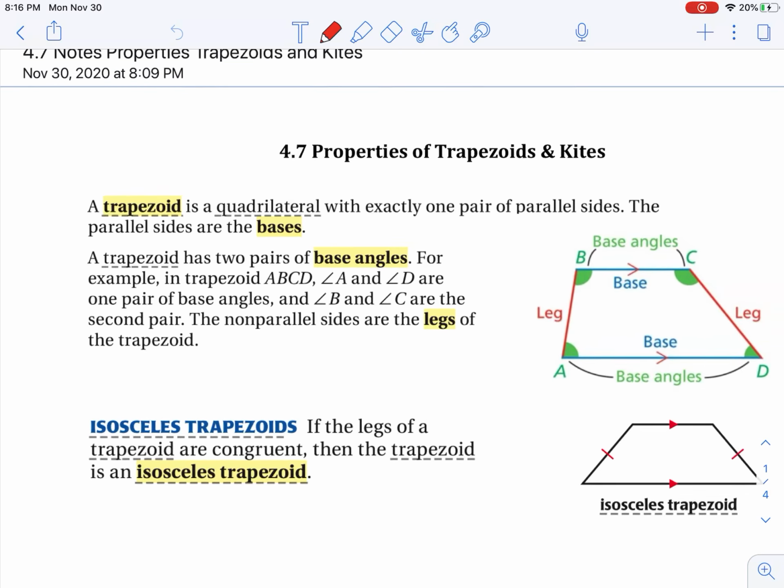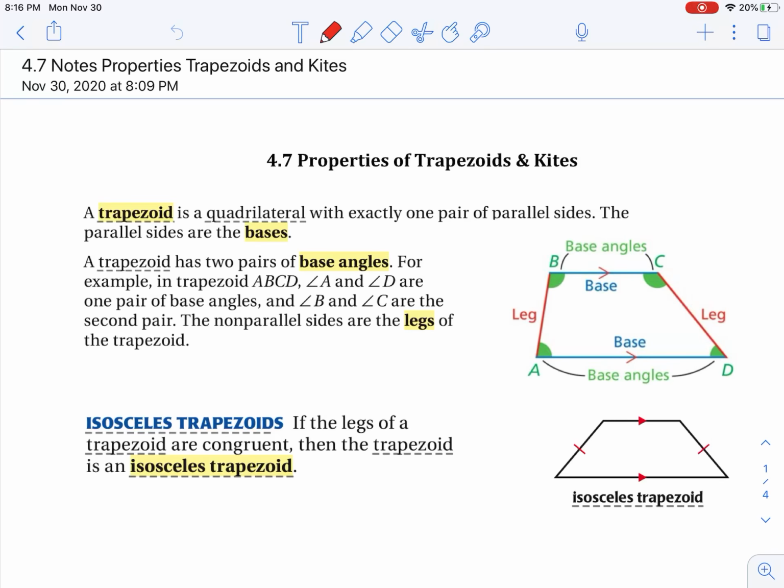But one thing that the books do not talk about are what I like to call leg angles. They don't really call them leg angles, but leg angles are also important because we're going to learn some properties about our leg angles. So I like to call angle A and angle B leg angles. And again, this won't be in any book, but it'll be helpful to talk about them later. And angles C and D are another set of leg angles.